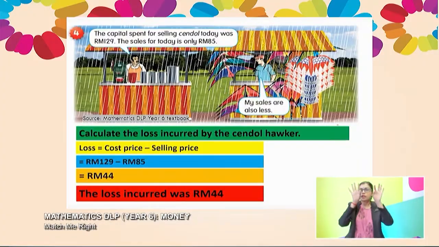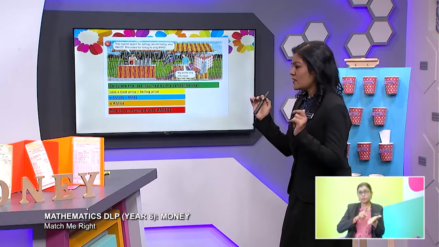Okay, what will happen to the small hawkers like that? They might have fewer customers. Fewer customers and they might face a loss, right? Yes. Okay, we see the example here. Calculate the loss incurred by the chendol hawker. To find the loss, Sean, we have to minus the selling price from the cost price. Yes, because it is a loss, so of course the selling price will be lesser than the cost price. Yes, correct.